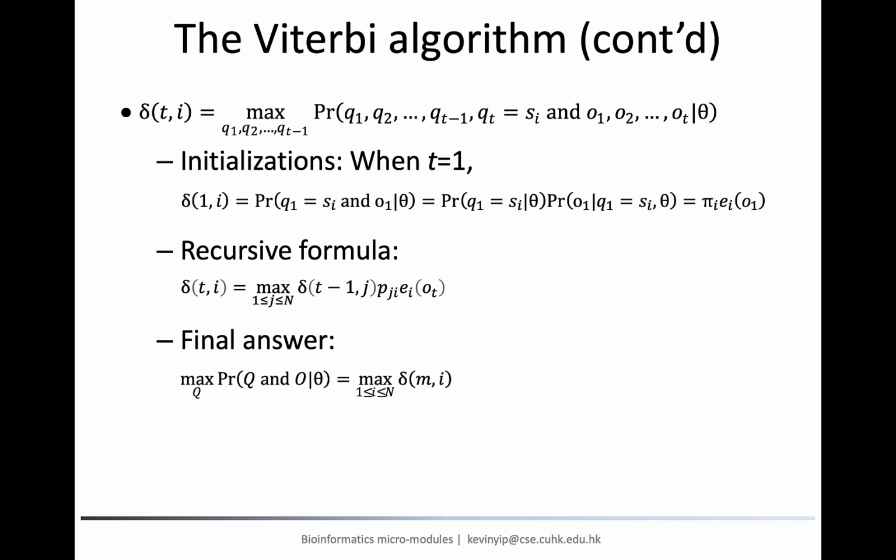Finally, after filling in the whole table, we see that each entry in row M has chosen one possible state for step M and considered all possible state combinations for the other steps. Therefore, the largest among them is directly the answer to our original problem.